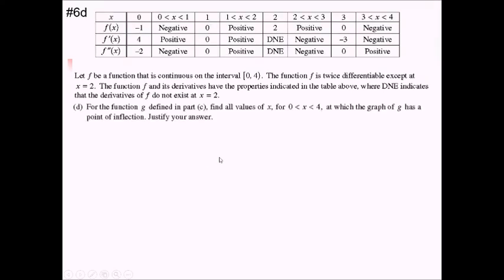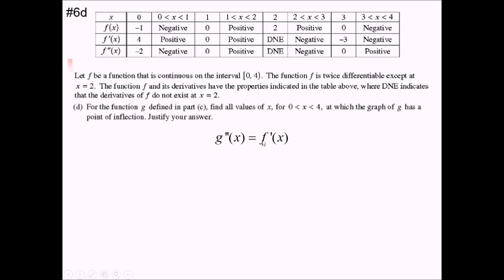For this last problem part, for the function g from part C, we want to find all x values where g has a point of inflection. So recall from part C that g prime was really just f of x, because g was essentially the integral of f with an x in the upper limit of integration. So that means that g double prime, which is going to tell us about points of inflection, is really the same as f prime of x.